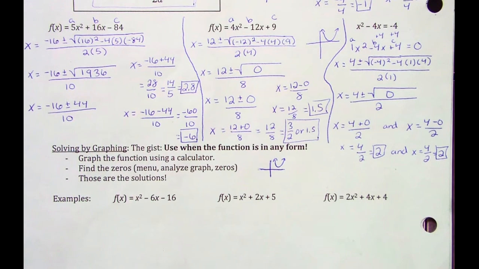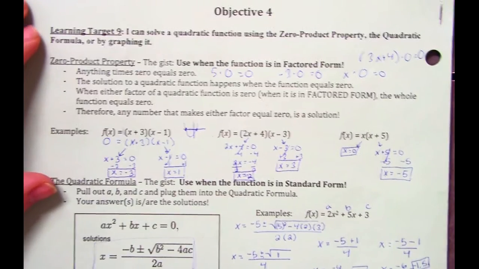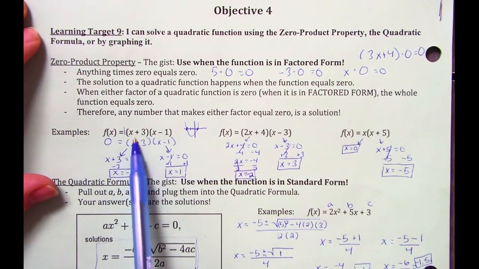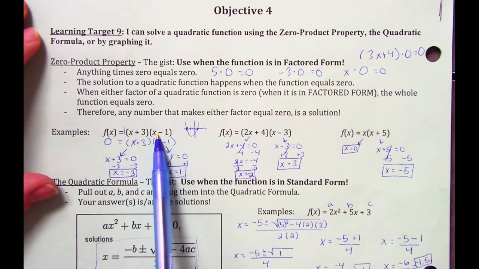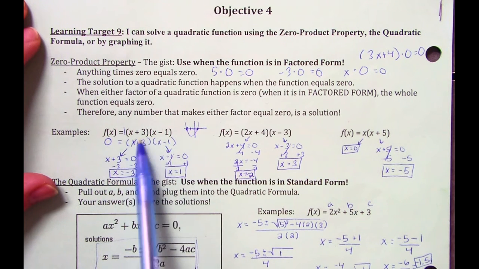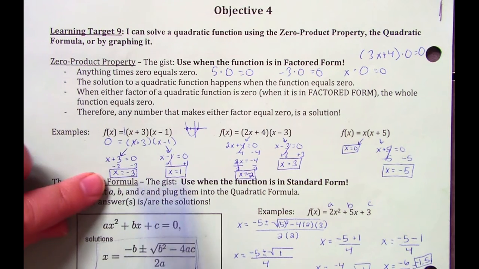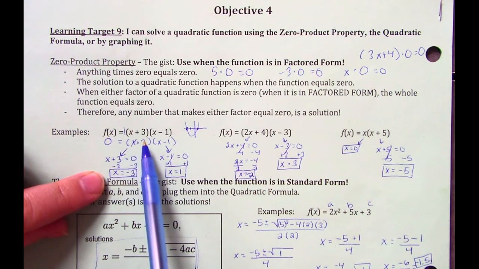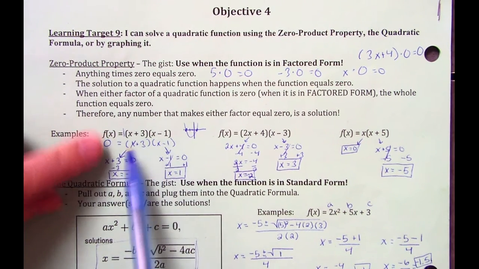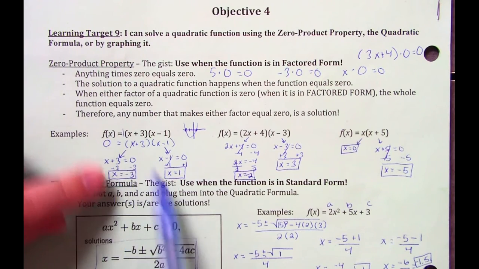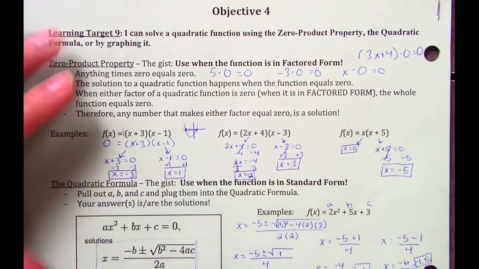So far, to solve quadratic functions, we have talked about using the zero product property, where we looked at each factor and figured out what x would have to be to make each factor equal to 0. And whatever those x values were, those were our solutions, because when a factor was 0, then the whole function equaled 0. And so those were x-intercepts.